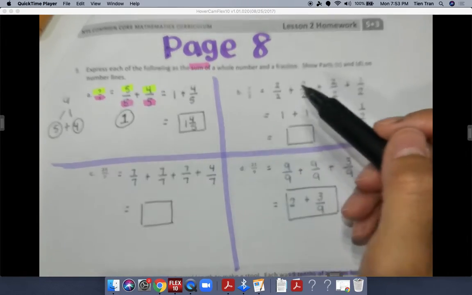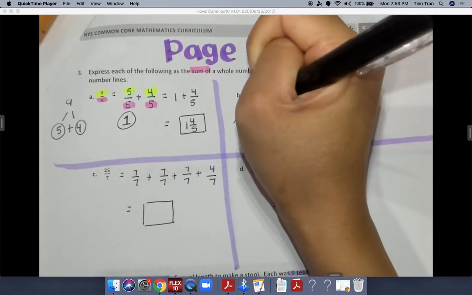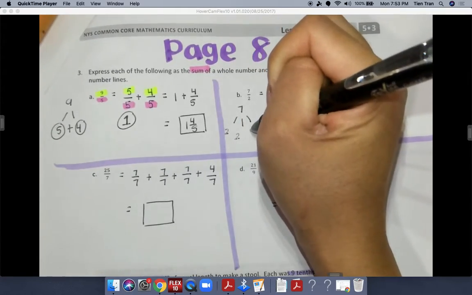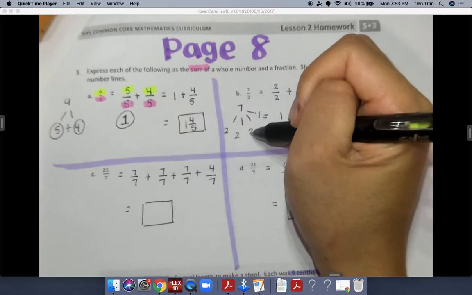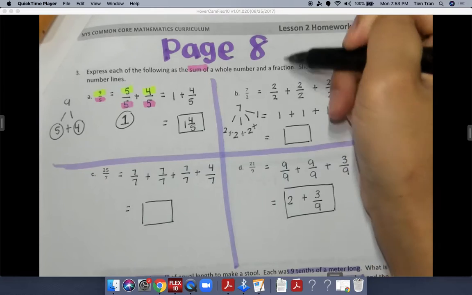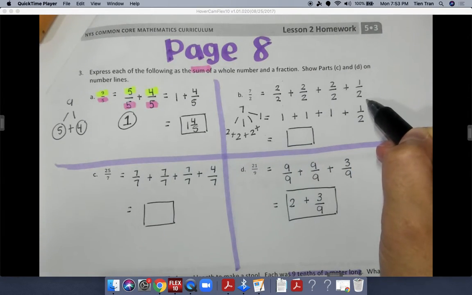For problem B, we have 7 halves. So 7 can be split into many, right? So we have 2 plus 2 plus 2 plus 1. Because 2 plus 2 is 4, plus 2 again is 6, plus 1 is 7. So we can add all of those together. So we have 2 halves plus 2 halves plus 2 halves plus 1 half.